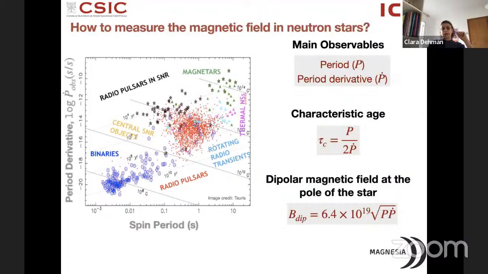Now, how do they measure the magnetic field in a neutron star? Basically, the main observables are the period and the period derivative. From these, one can get an idea of the characteristic age of this object, which is just an approximation of its real age. Moreover, in order to determine the value of the magnetic field, one has to assume the magnetic dipole braking model, where they determine the value of the dipolar component of the magnetic field at the pole by considering a formula that can be written in terms of the period and the period derivative.